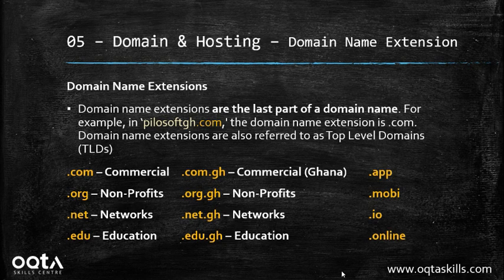So you can have something like .com.ng, and even with Nigeria, I think we have the .ng domain. You have .com.uk, and it applies to other countries too. Some other domains that are becoming quite common recently are .app, .mobi, .io, .online. So when you are going to choose a domain name, first of all, you have to make sure that you are choosing the right domain name for the institution.